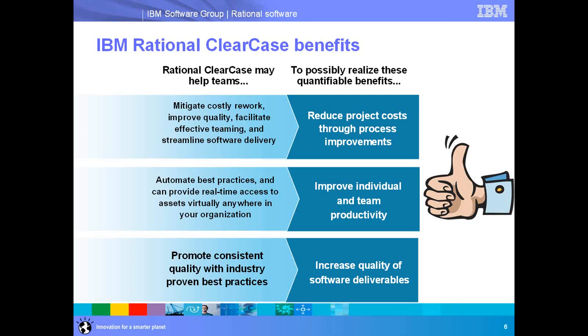So having ClearCase, what all things are possible? It helps you in mitigating cost and effectively working in a team to streamline the delivery process of your source code or product at the end of the day. This is possible by implementing the process. I think you all know that in ClearCase we have UCM, Unified Change Management, which is tightly coupled with the process. And you can improve the efficiency of an individual as well as the team productivity.